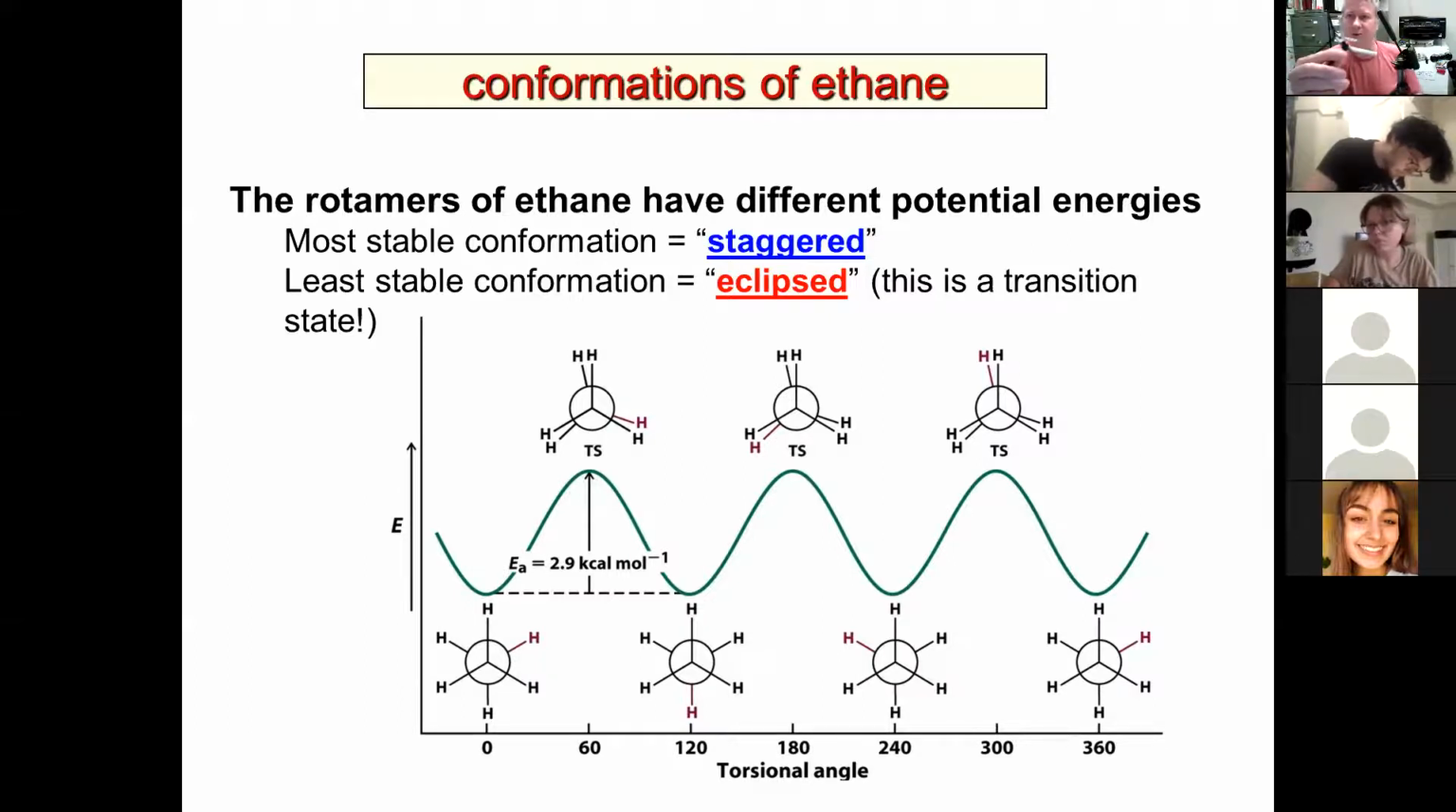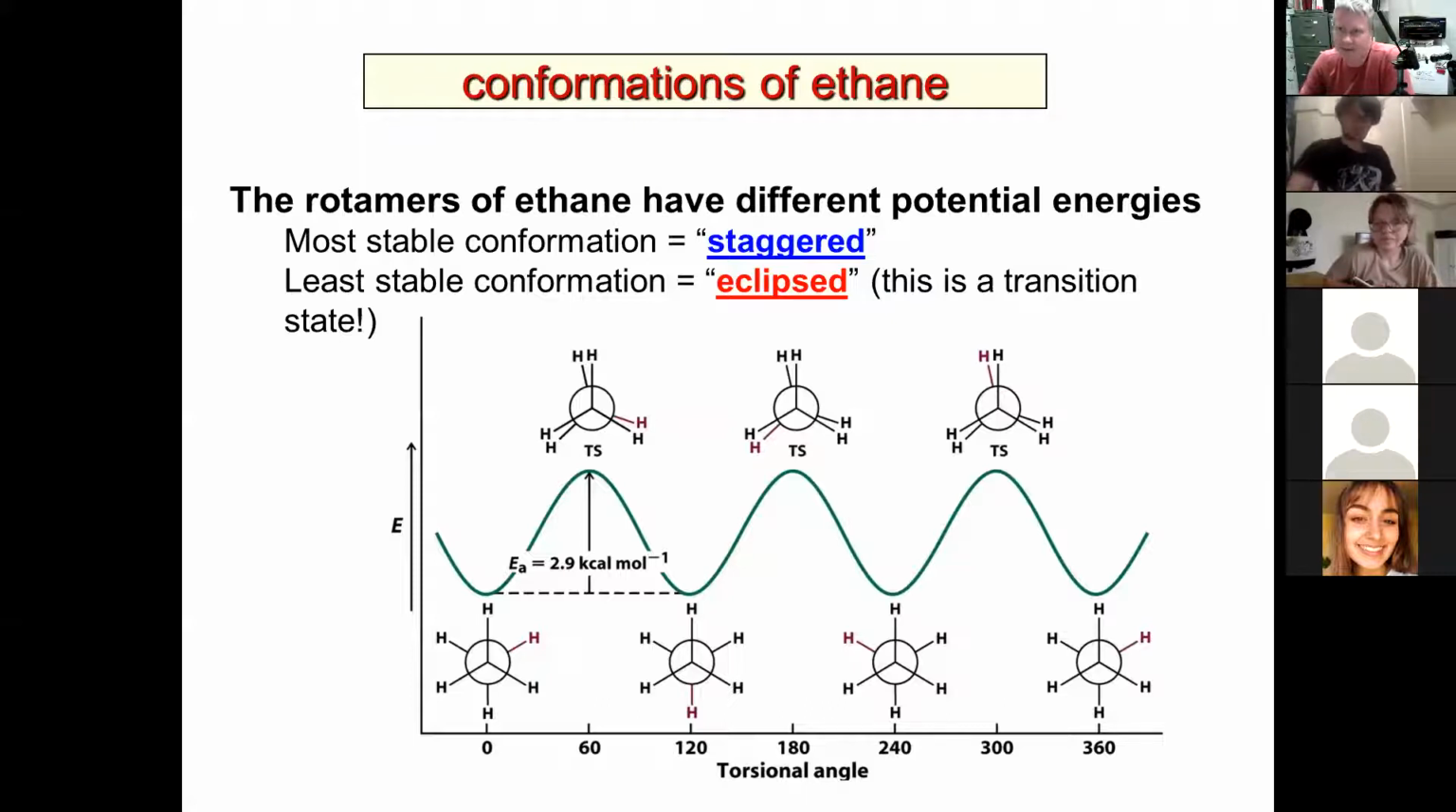You probably have to do this with your own models as well. And in office hours too, if you get stuck, I can step through this a little bit more. This is not that bad, though, I hope. Okay, we have staggered, we have eclipsed. And what's the energy barrier? It's 2.9 kilocalories per mole. It's a very minor energy barrier. At room temperature, this is happening like crazy. If you have ethane, it's just alternating back and forth, back and forth, right? Okay, we cool with ethane.